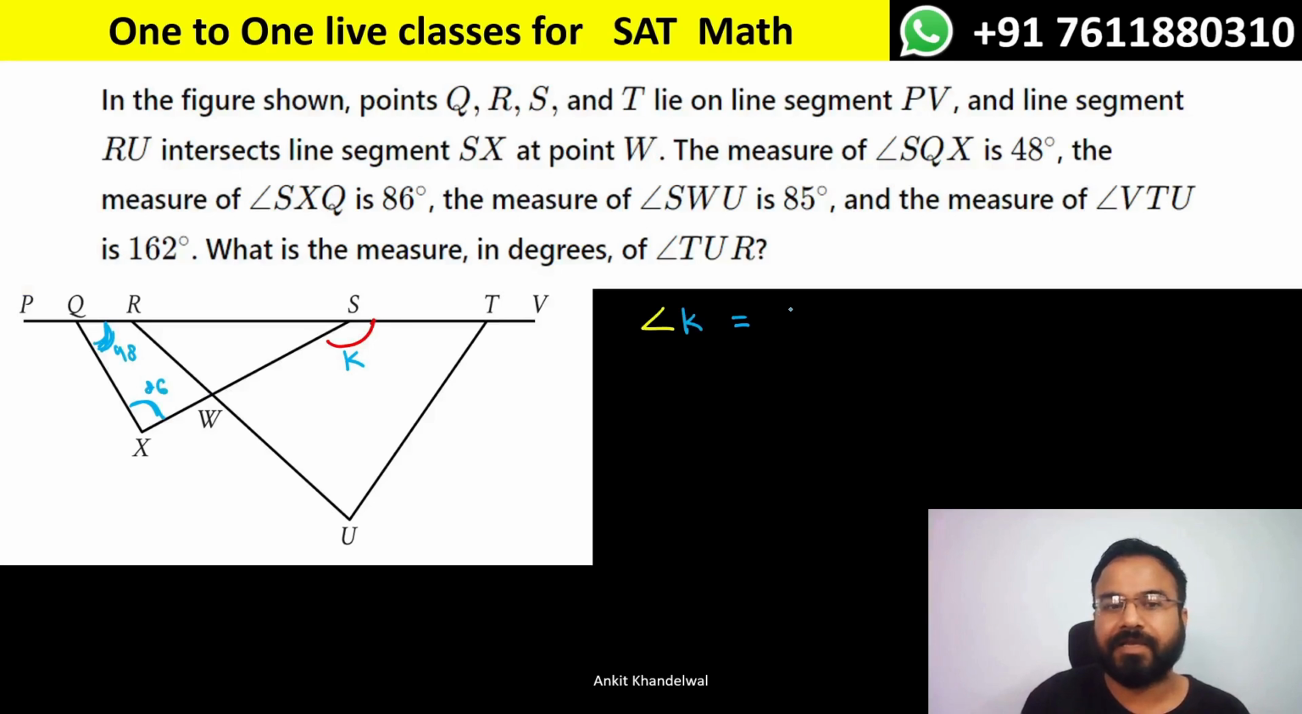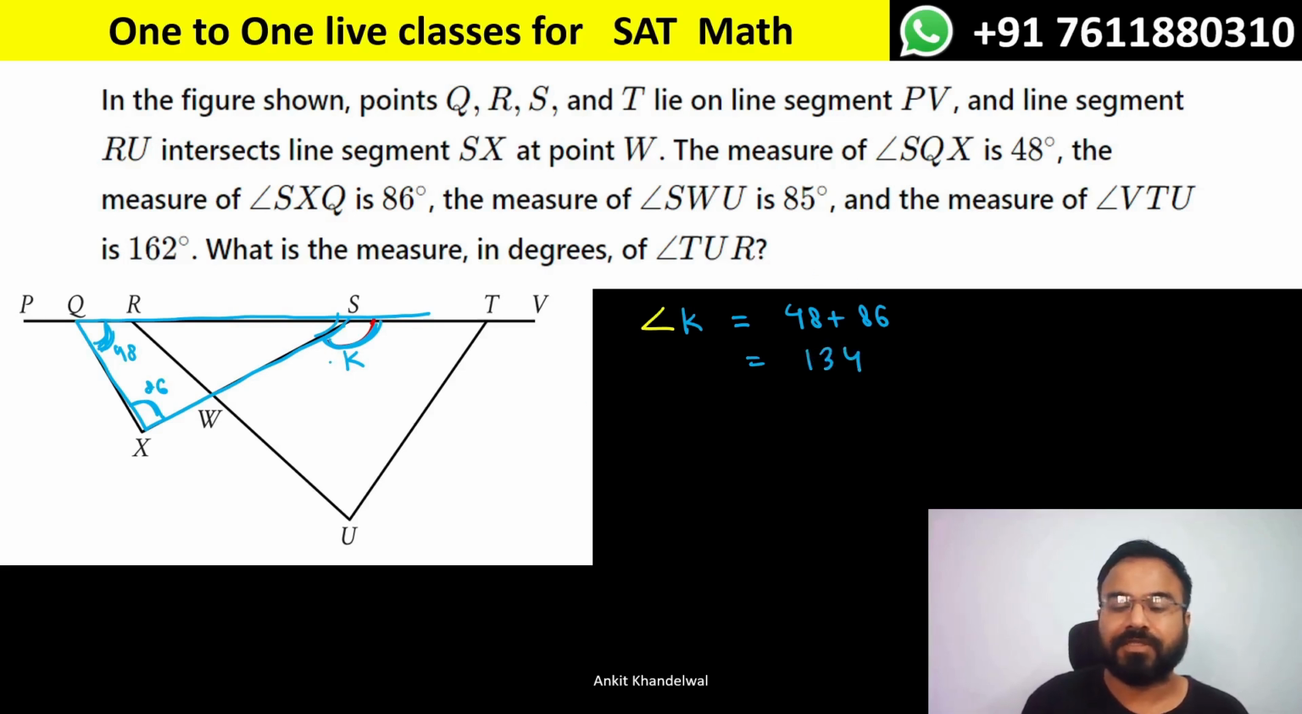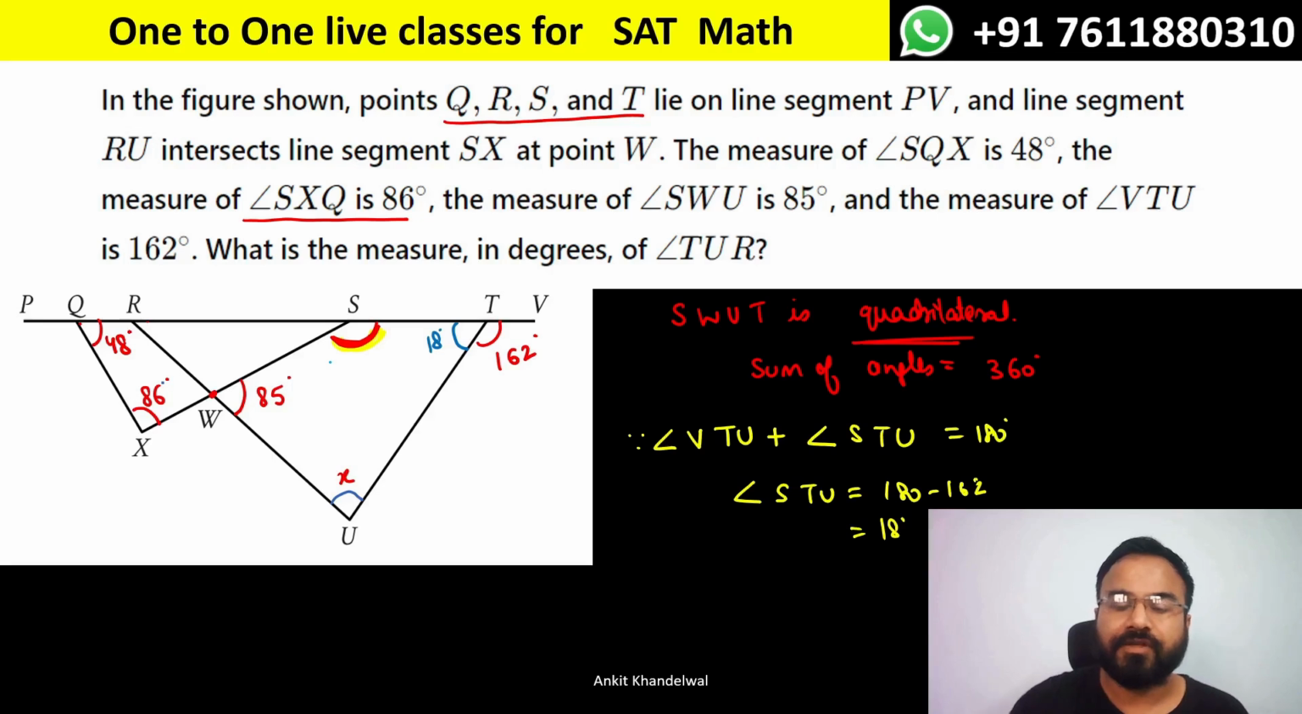So angle K is equal to 48 plus 86. This is the external angle of this particular triangle. Which triangle? For this triangle QSX, this is the external angle, and an external angle is always equal to the sum of internal opposite angles. So we can add them. This is 134. So this angle K is 134 degrees.